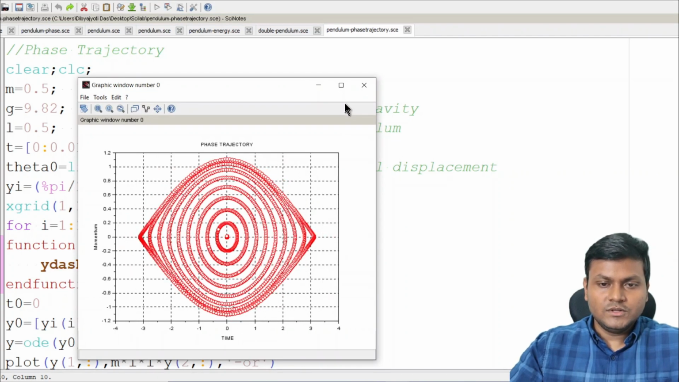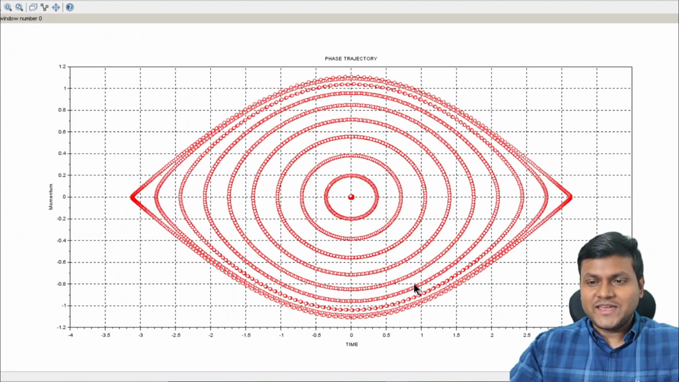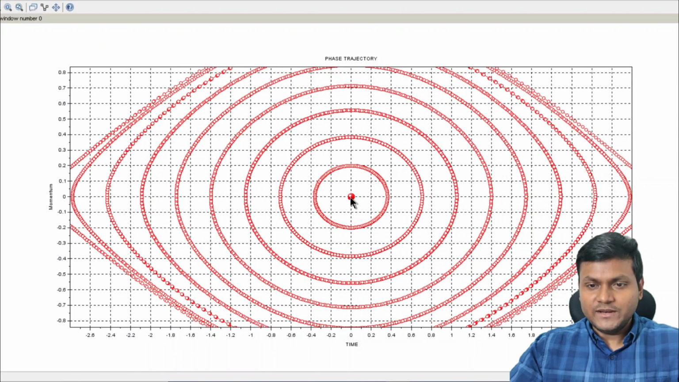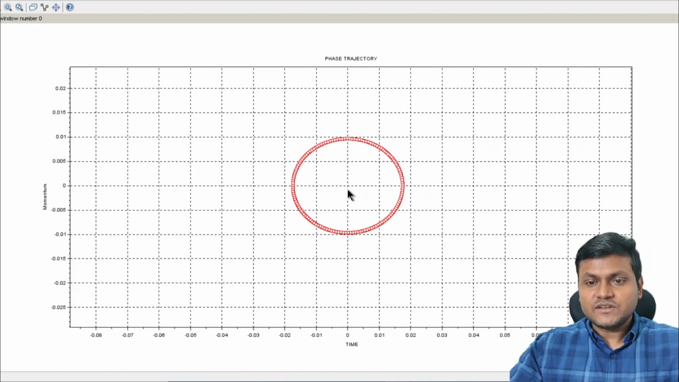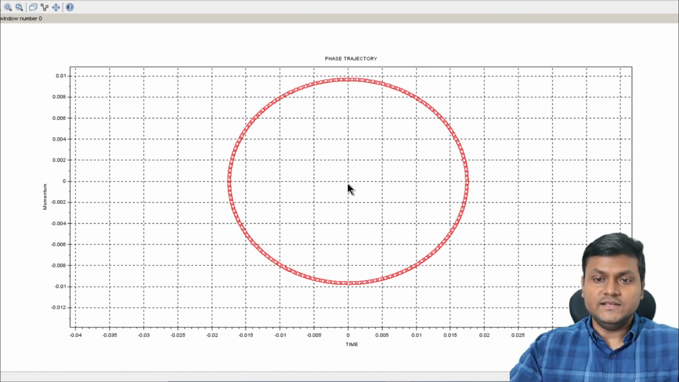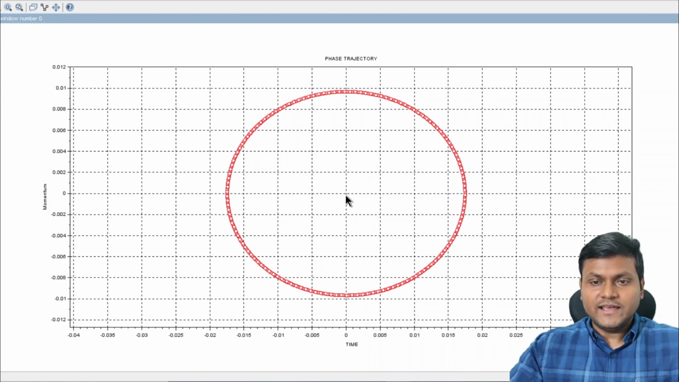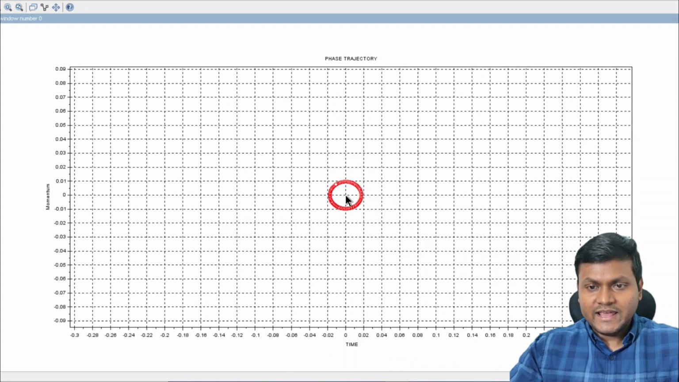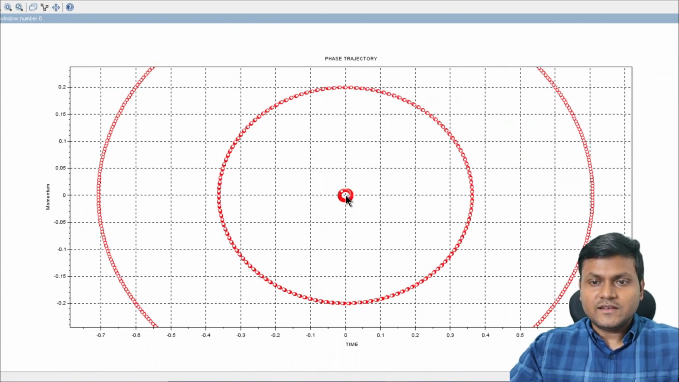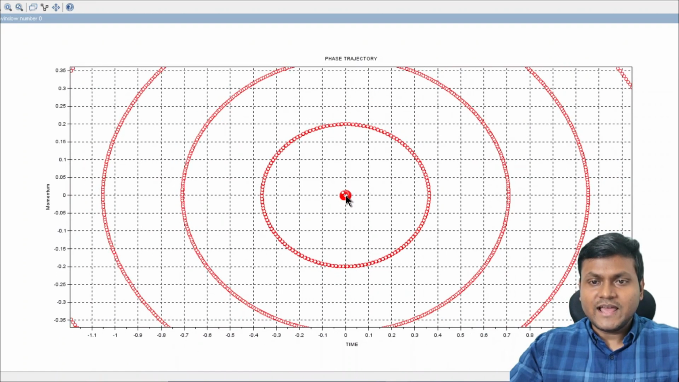Whoa. Okay, so this is an interesting diagram. If I zoom in, this is the phase space trajectory for theta equal to 1 degree, which is clearly an ellipse, right? This is for a greater angle, again an ellipse. This is for a greater angle, again an ellipse.